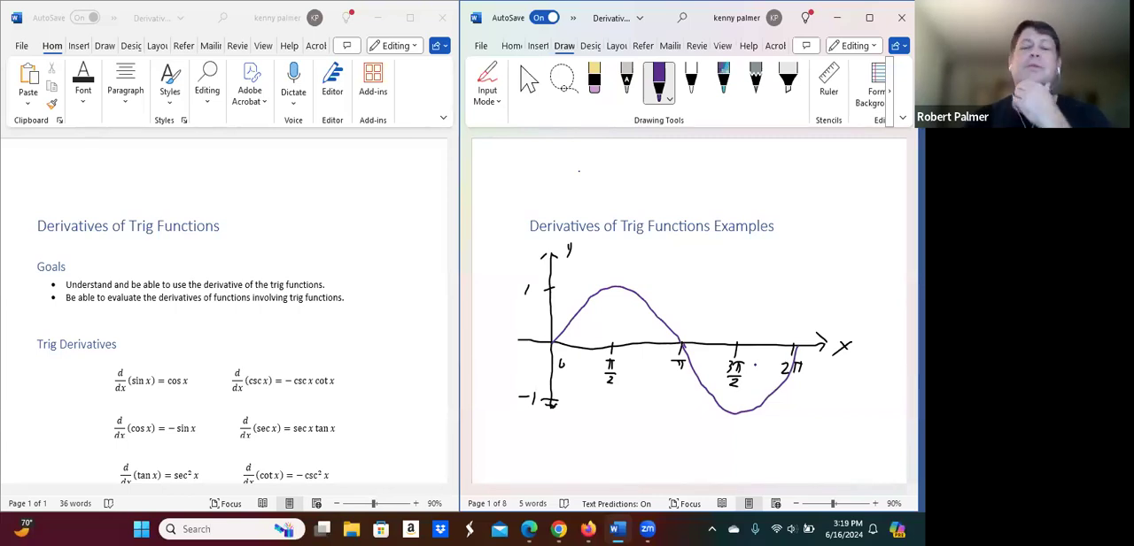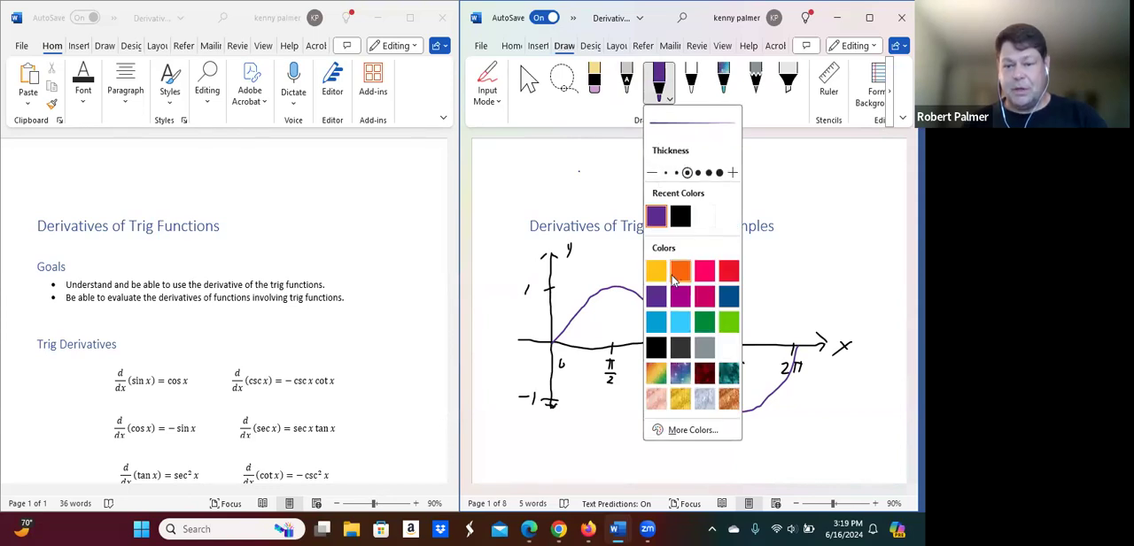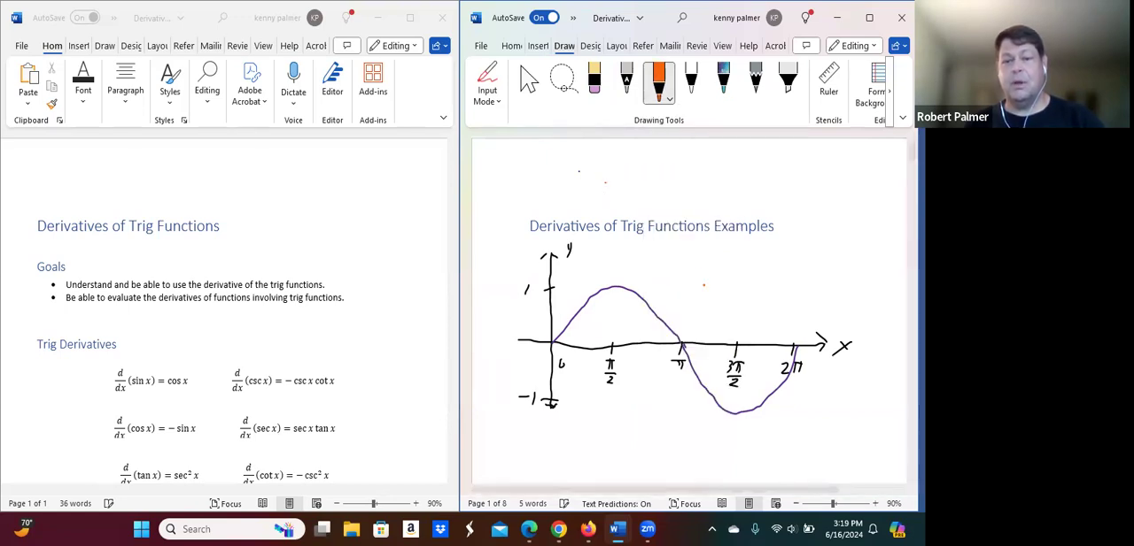Now, let's also think about, remembering that the derivative gives us the slope of the tangent line at a point of a function, what's happening with the tangent line. So actually, let me try a different color for that. Let's try orange. Okay. So first, I was thinking about this point right here.